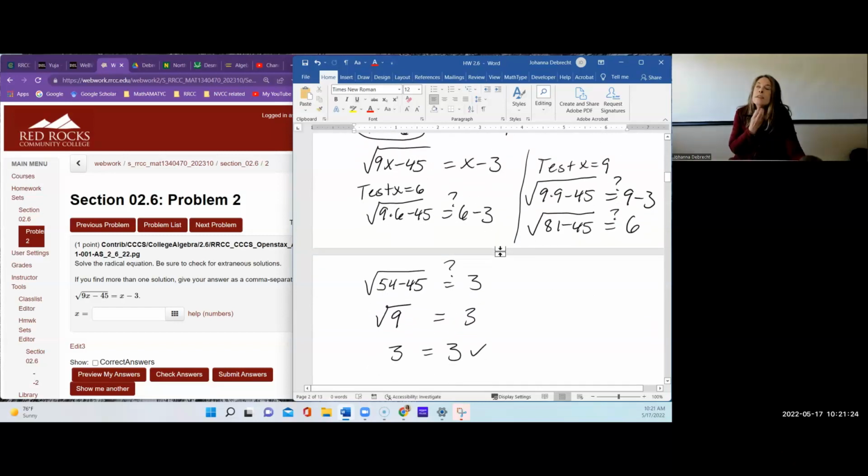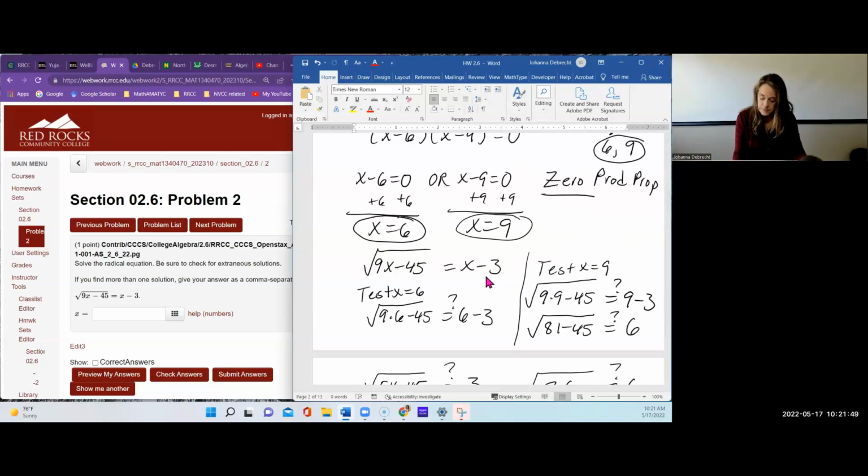81 minus 45, borrowing, would give me 7 and 11. So 11 minus 5 gives me a 6, and 7 minus 4 is a 3. And the question is, is the principal square root of 36 equal to 6? And the answer is yes, it is. In this case, both solutions worked, so we can circle them.